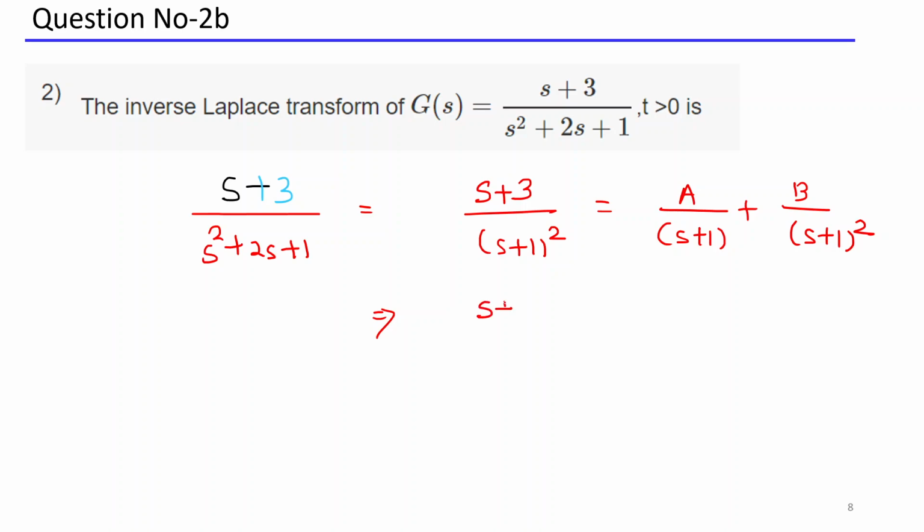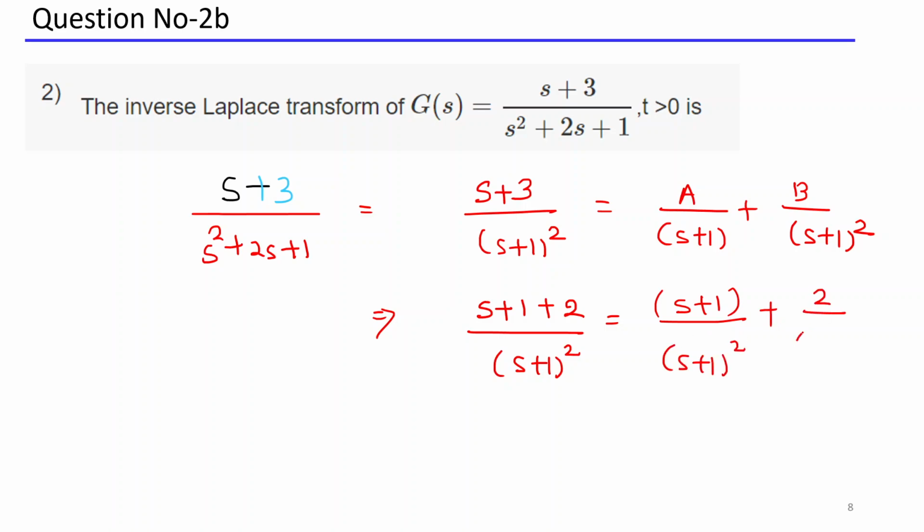The second way is that this question looks simple to me. Whatever is in the denominator, I want to replicate it in the numerator. The denominator has s plus 1, so I replicate that in the numerator: s plus 1 plus 2, over (s plus 1) square. Now segregate it: (s plus 1) over (s plus 1) square, and 2 divided by (s plus 1) square. Simplifying, you get 1 by (s plus 1), and 2 divided by (s plus 1) square.